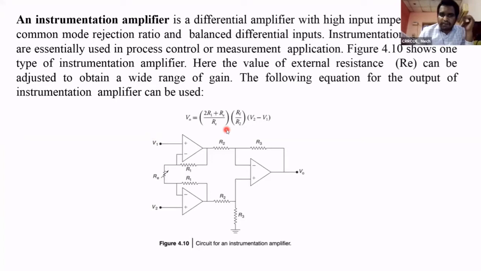Now see this equation. Here this is the input, this is the output, and the multiplication of these two factors gives the gain of the amplifier. The gain of the amplifier depends on the resistances Re, Rf, R2. Here the main influence is the external resistance. By varying this Re, you can change the gain of the total circuit. So by varying the external resistance, we can adjust the gain of the amplifier according to our application. This is called the instrumentation amplifier. This is the combination of three amplifiers.